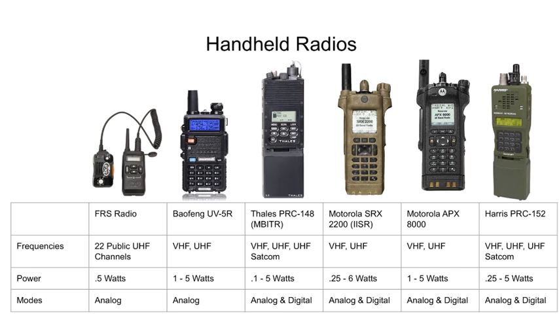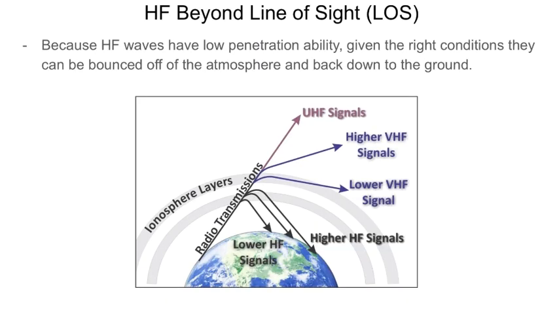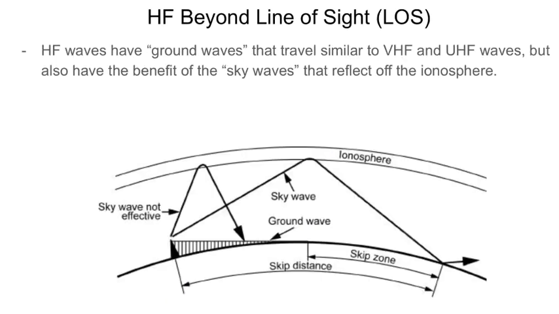But what happens when we want to talk beyond our line of sight? Well, like I said earlier, because HF waves have low penetration ability, given the right conditions, they can bounce off the atmosphere and come back down to the ground. So here you can see there's ground waves, which is what you can see line of sight. And then you have the sky wave. The sky wave can bounce up off the ionosphere and then back down to the ground. Now there might be a gap between where the line of sight ground wave can reach and where that sky wave reaches, and that's called skip zone.